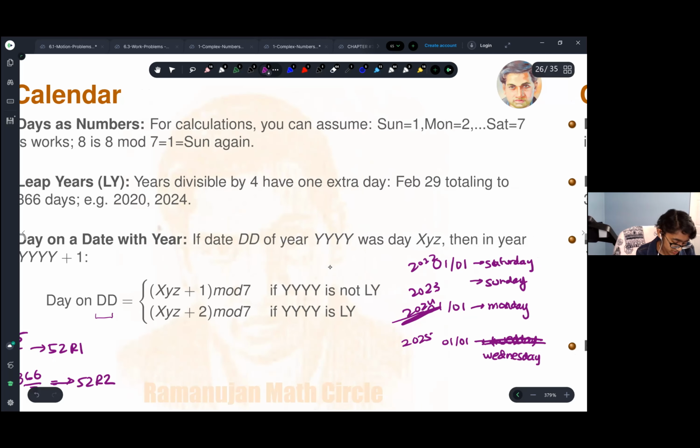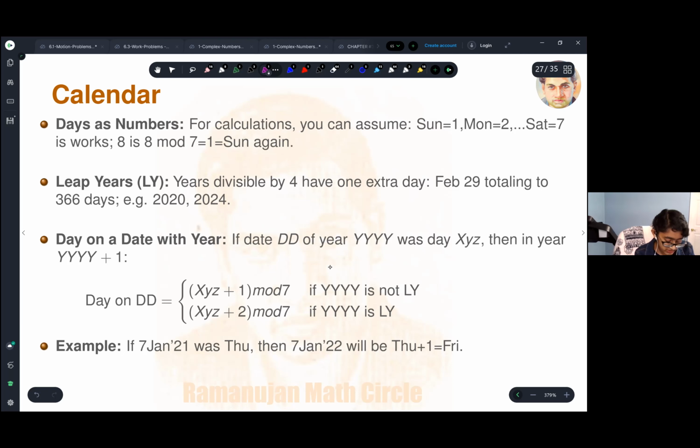So with the examples, it'll be more clear. If the 7th of January 2021 was on a Thursday, then the 7th of January of 2022 will be on a Friday because it will shift. And note that 2021 is not a leap year.